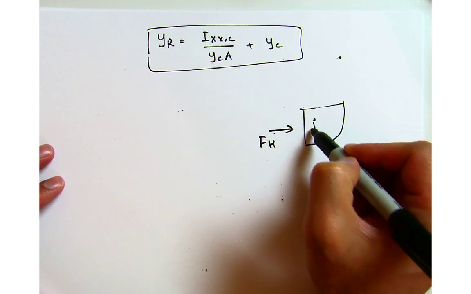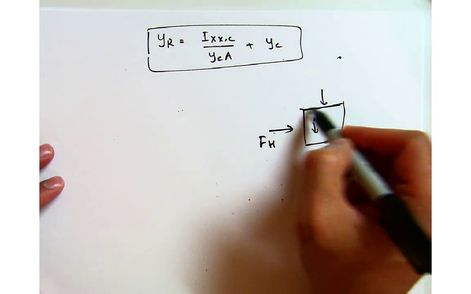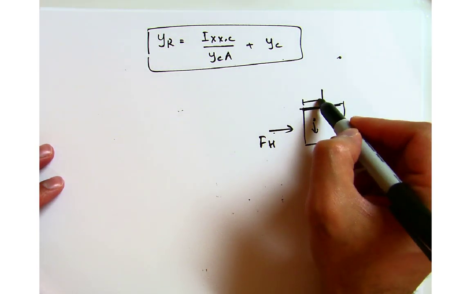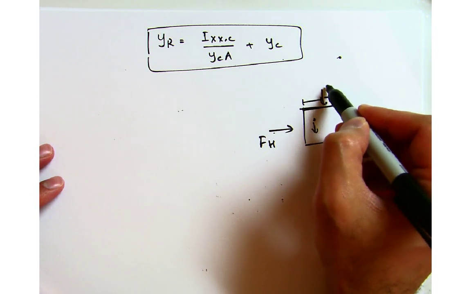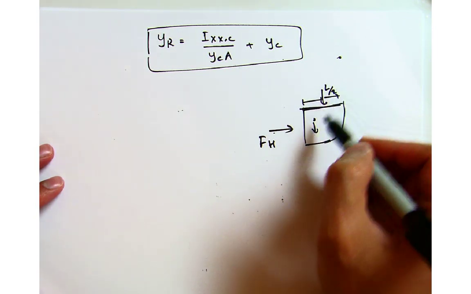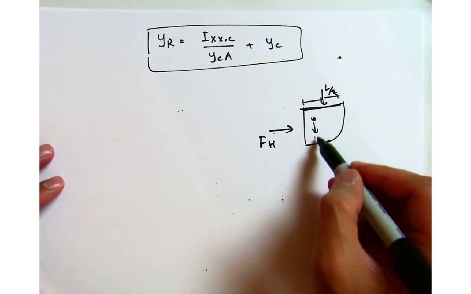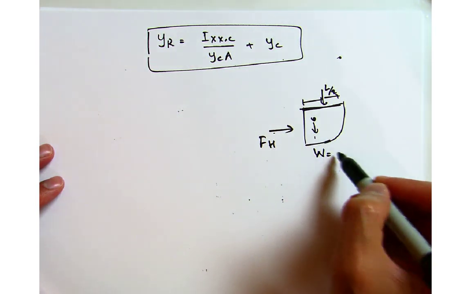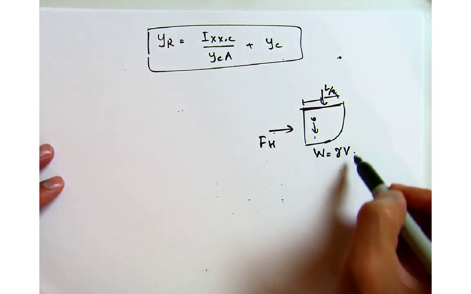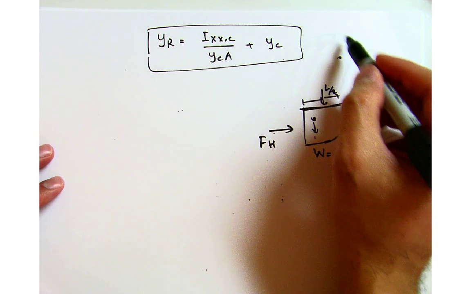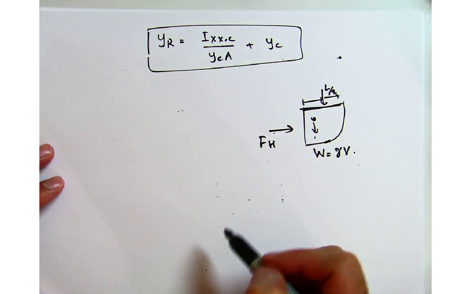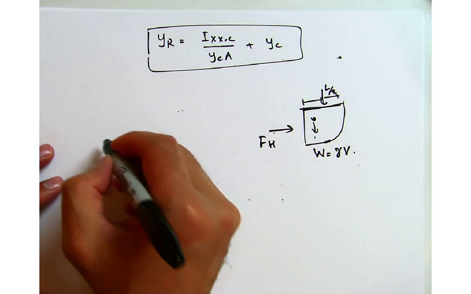The vertical forces, one is halfway in the middle, so if this is your L, this distance will be L over 2, and that is the centroid. And then this is also the weight of the fluid, which is simply gamma times V, and then you have some weight of the fluid from the top also.